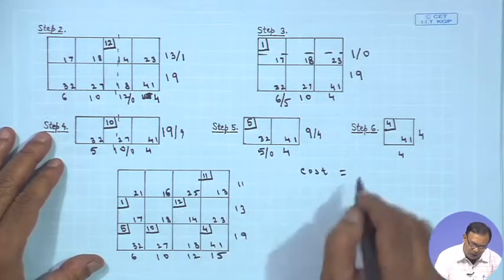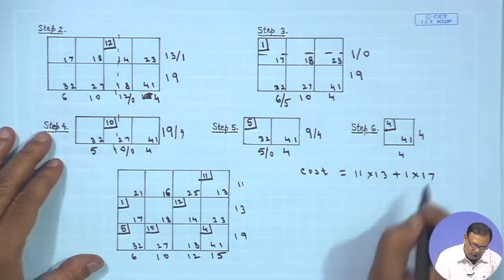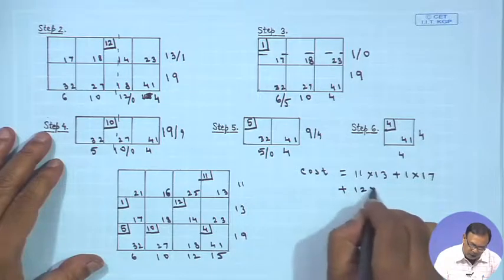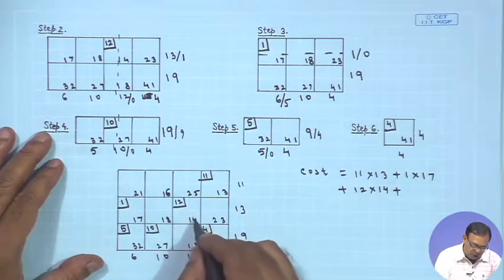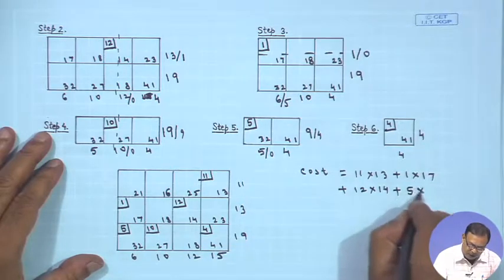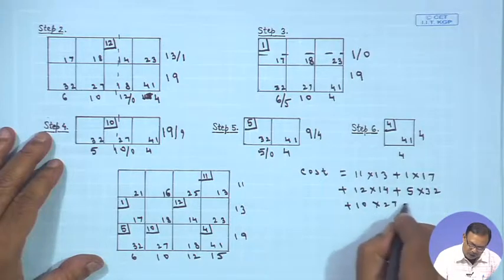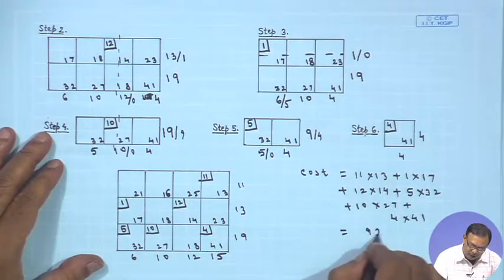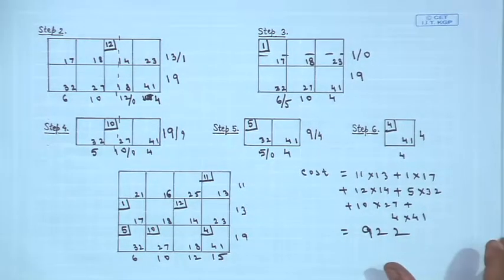Your cost will be 11 into 13 plus 1 into 17, means the multiplication of the allocation into unit cost on the allocated cells only. So, 12 into 14 plus 5 into 32 plus 10 into 27 plus 4 into 41 and the value you will obtain as 922. So, this is another method.